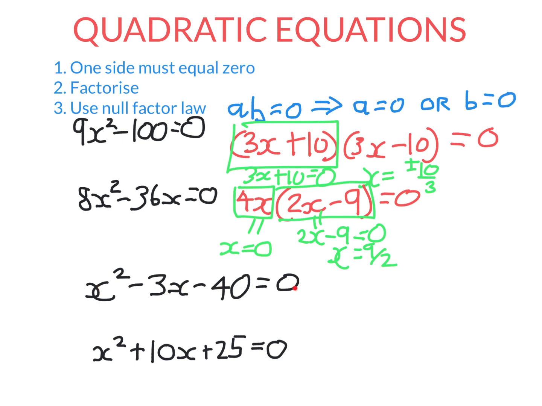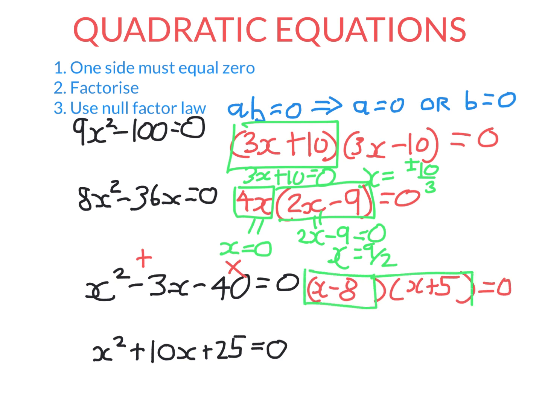Let's look at this one. X squared minus 3x minus 40 equals 0. This is a trinomial. One side is equal to 0, so we go to step 2 and factorize. This is how we factorize the trinomials. We find two numbers that multiply to negative 40, add to negative 3. So those two numbers turn out to be negative 8 and positive 5. So now we use the null factor law because we've written it as something times something equals 0. So the null factor law tells us either the first bracket equals 0 or the second bracket equals 0. And we're done.